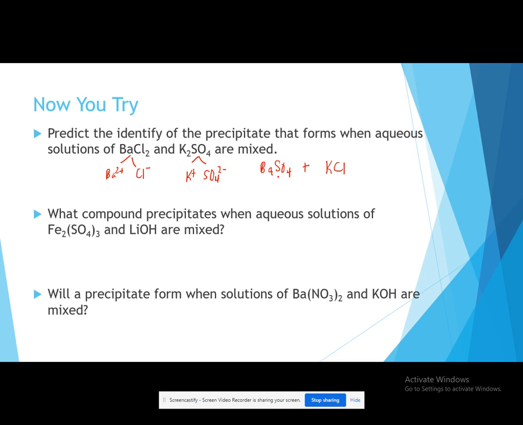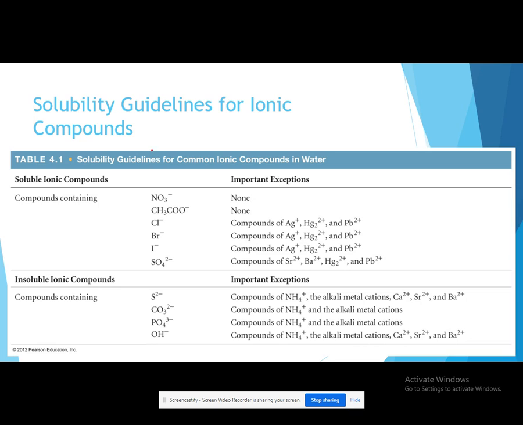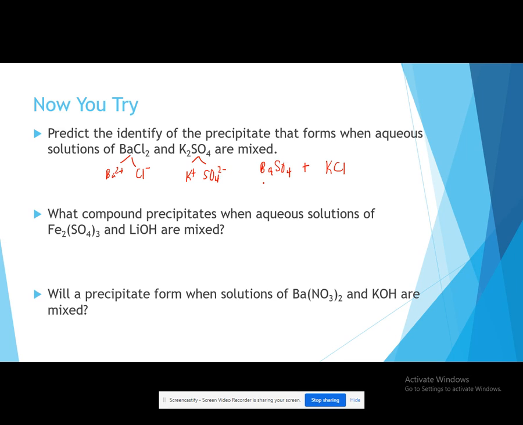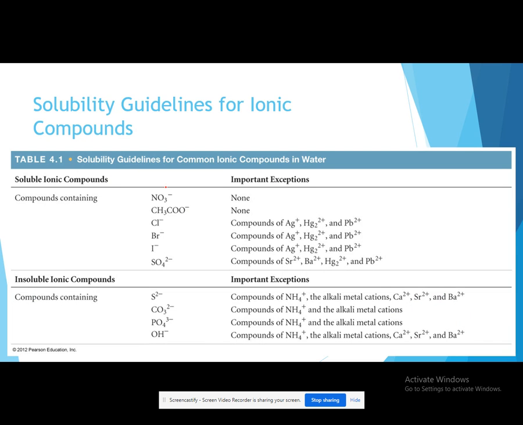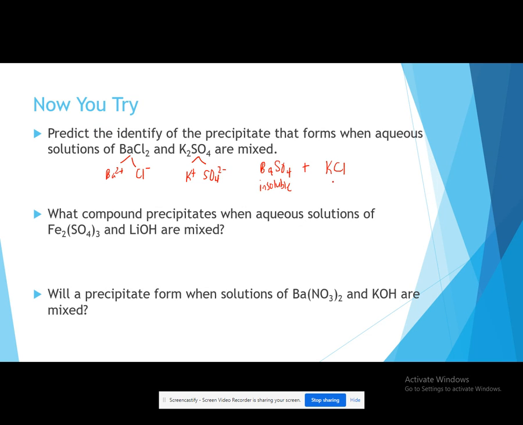So here I have an SO4, and I look down here, SO4. Then I look at my exceptions. Well, it's typically soluble, but my exceptions are if it's bonded to any one of these. And you're going to notice that it's bonded to a Ba, which makes this one insoluble. KCl, so I have a K and a Cl. I go down here, my Cl is soluble. K is not one of the exceptions, so this one's going to be soluble.